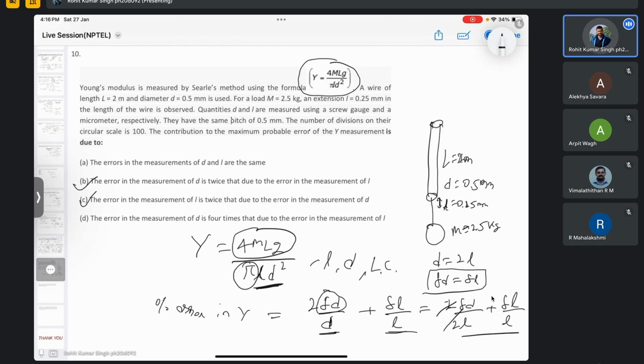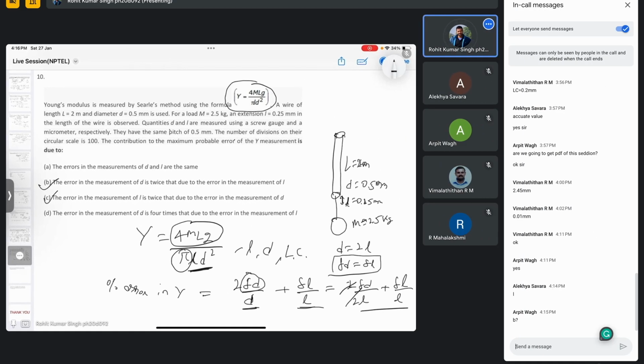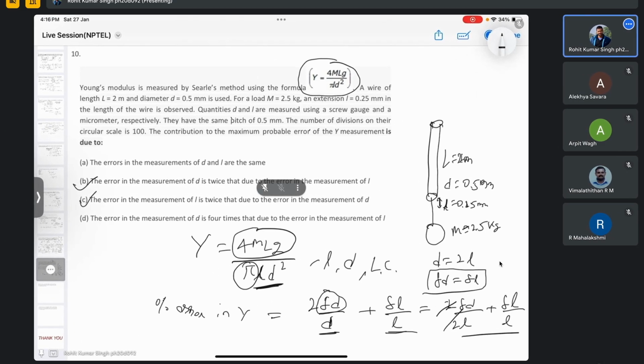Just because there is a square here, you cannot say that D will contribute more in there. Okay. So this is a trick question. You all guys have been tricked. So the correct answer is option A.